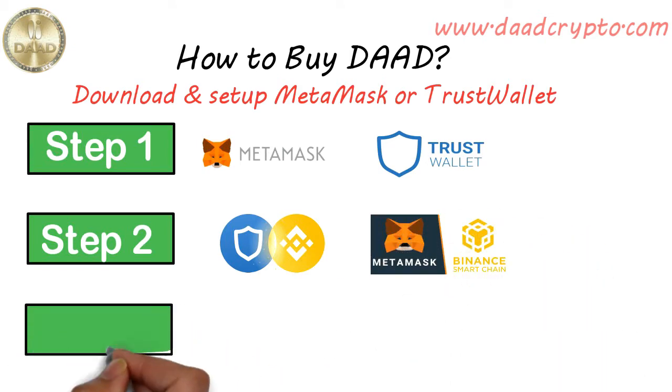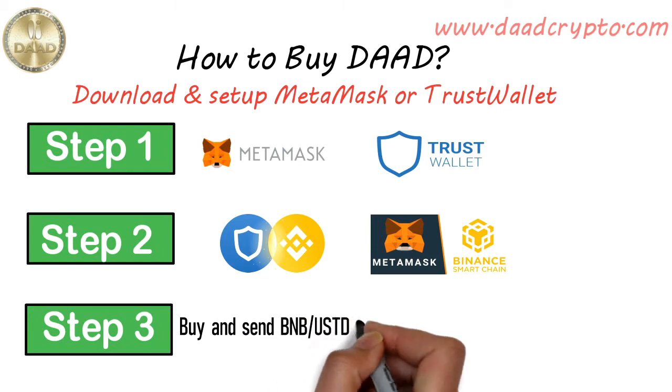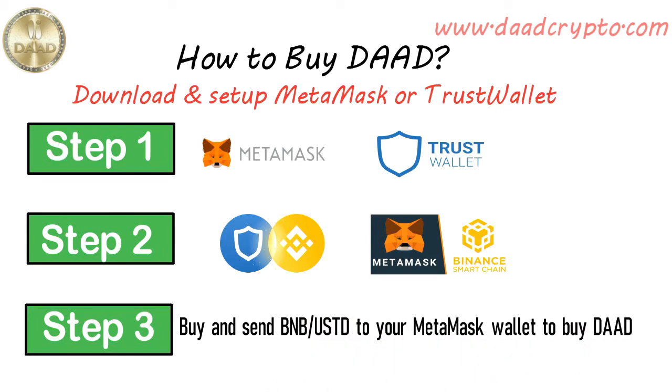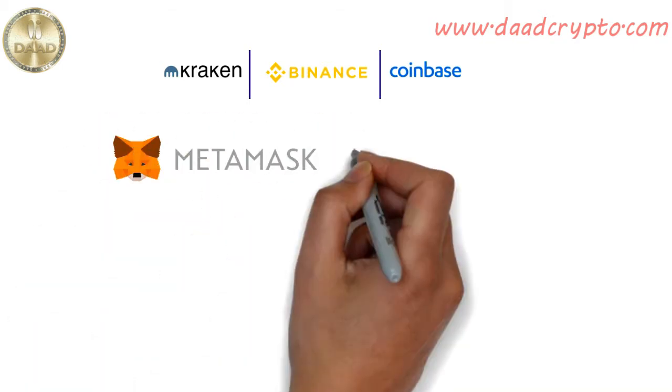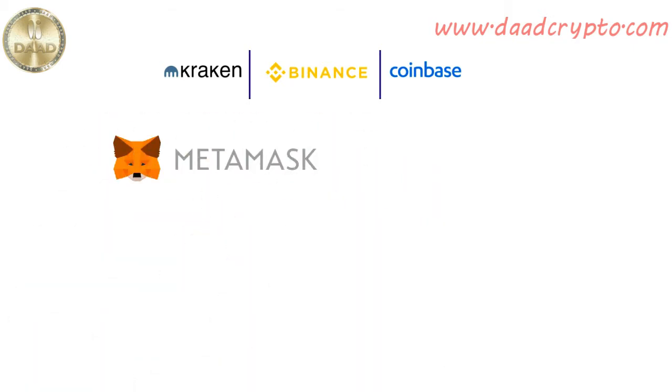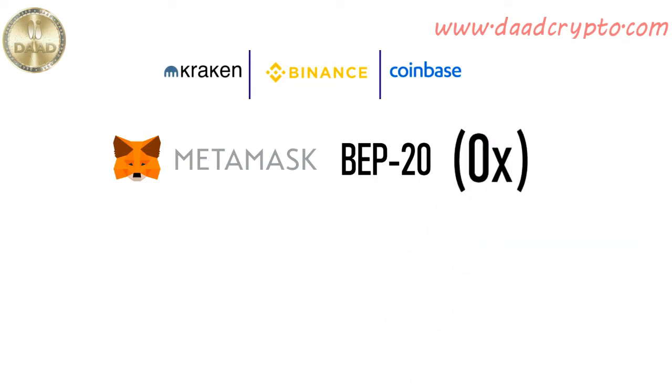Step 3. Buy and send BNB, USDT to your MetaMask wallet to buy DAAD. Buy BNB or USDT on an exchange, for example Binance, Kraken, Coinbase etc. Transfer the tokens to your MetaMask wallet address. BEP20 addresses start with a 0x.